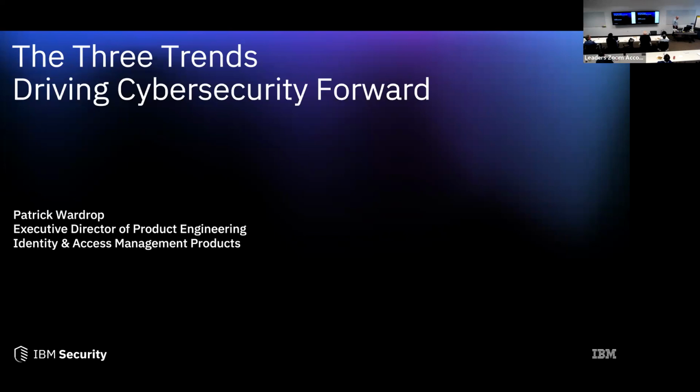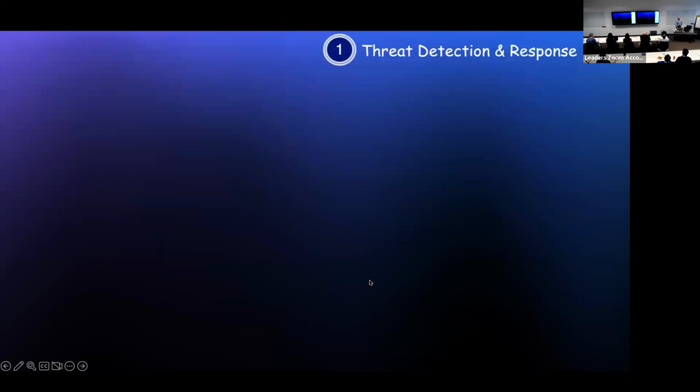And what I'm going to take you through are 3 trends that we're seeing in IBM and in the industry around cybersecurity, and how organizations are or need to modernize in each one of these trends. The first one's around threat detection and response. Traditionally, that's just been detect and response. And a lot of organizations still have a long way to go in maturing in detect and response.